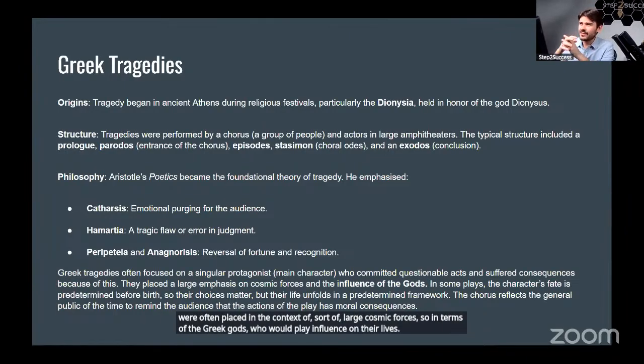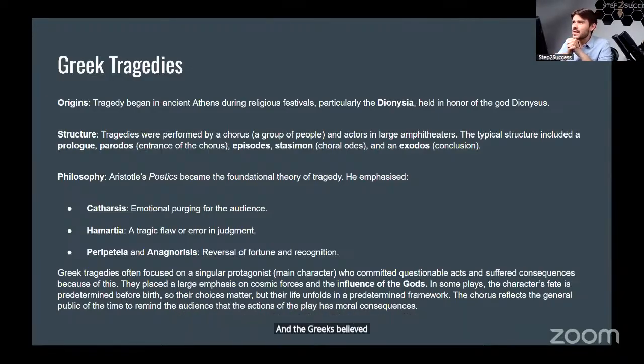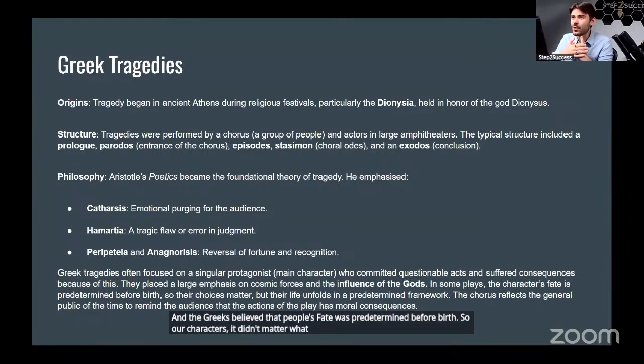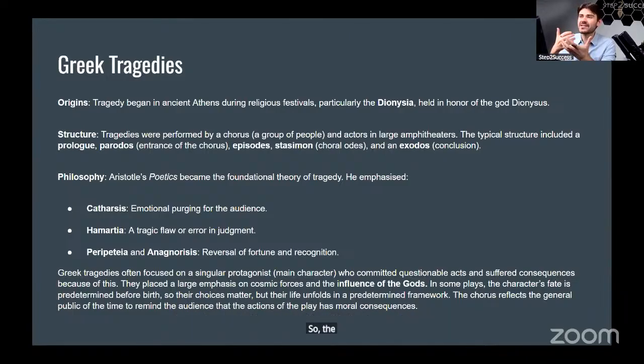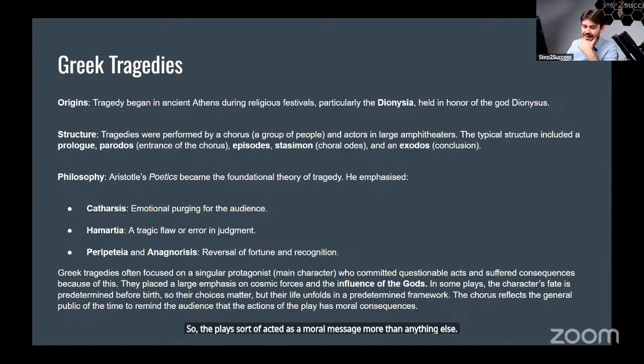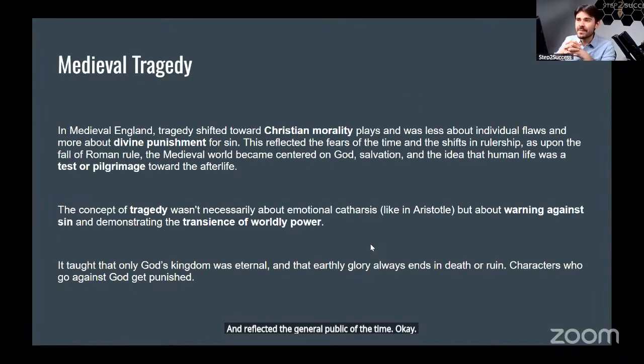And the Greeks believed that people's fate was predetermined before birth. So for our characters, it didn't matter what they did, or what actions they came up with, nothing could change their fate or what was going to happen to them in the afterlife. So the plays acted as a moral message more than anything else, and reflected the general public of the time. Okay. Next, we have our medieval tragedies.